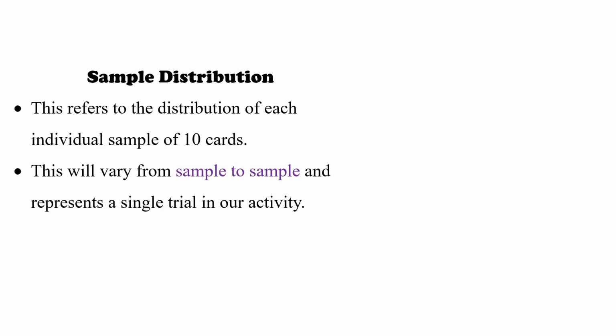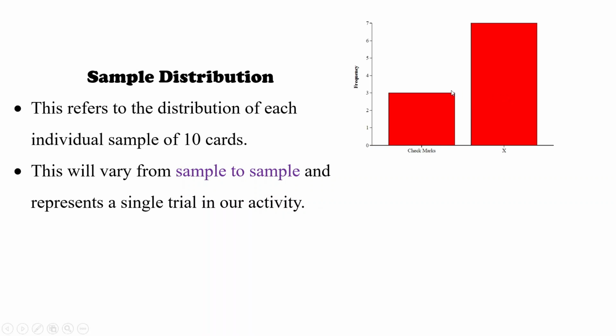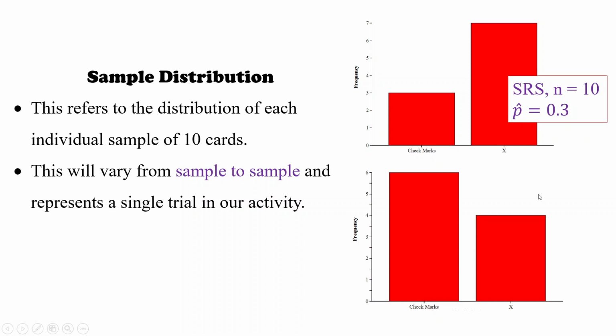The next type of distribution we created was a sample distribution, and this refers to the distribution of each individual sample of 10 cards. And the sample distribution will vary. Okay? It'll look different from sample to sample. In one example, we took out 10 cards, and 3 of them were check marks and 7 of them were X's. And if we were to graph it, this would be what it looks like, right? This was an SRS, a simple random sample. n was our sample size, and our proportion of check marks was 0.3. The next sample I took, I could get 6 check marks and 4 X's.